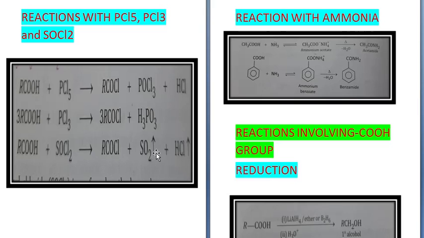So for formation of RCOCl, the third reaction with thionyl chloride is preferred because the other two products SO2 and HCl are gaseous and they escape, and we are left with RCOCl. Now next is reaction with ammonia.